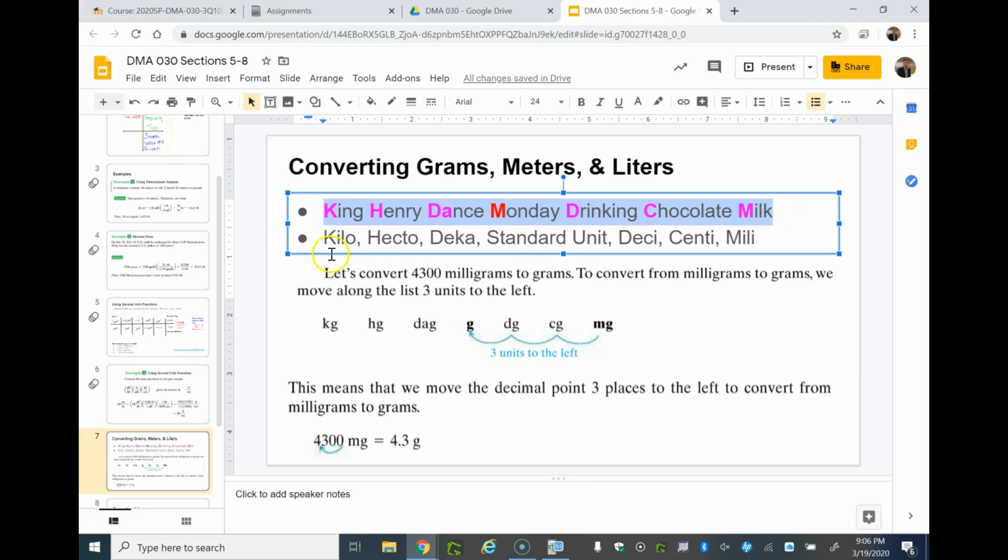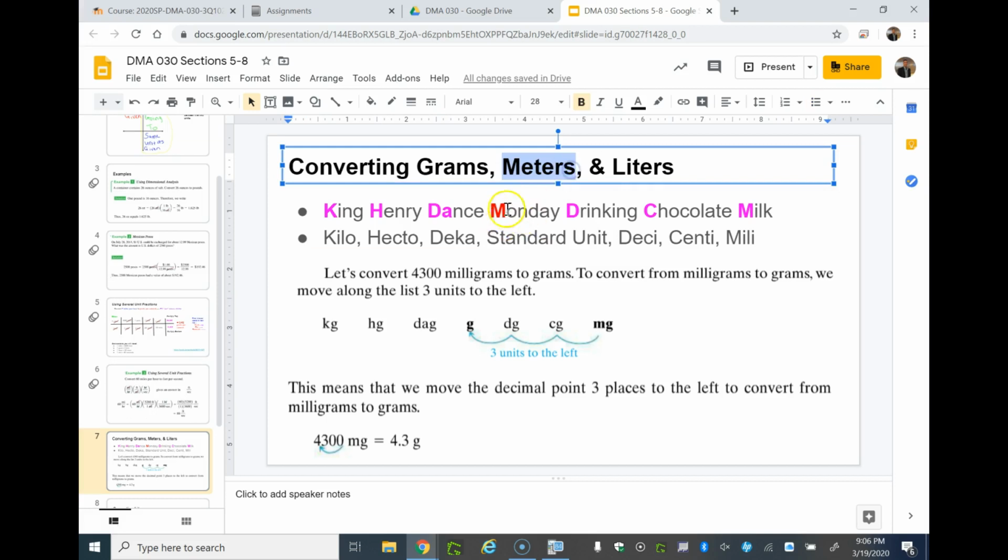The K in King stands for kilo. The H in Henry stands for hecto, then deca. I put this in red because that's considered to be our standard unit, because that's going to change. Right now we're talking about M for meters, but this M can change to G and also to L for liters. But right now we're going to use Monday for our standard unit for meters. Drinking for deci, chocolate for centi, and then milk will be milli. So here we're just using the first letter in each of these terms.